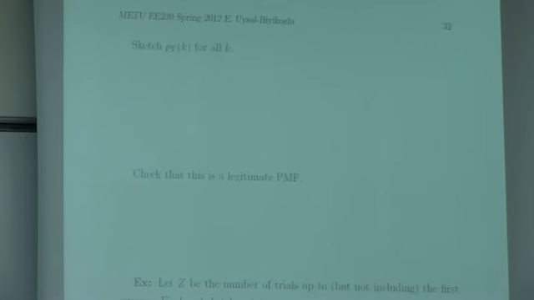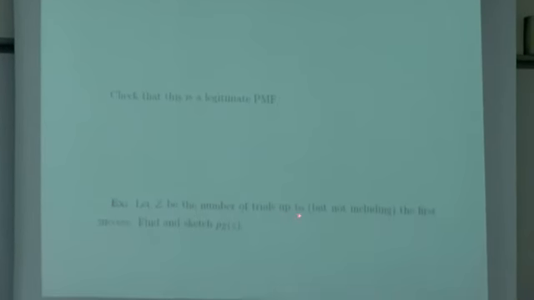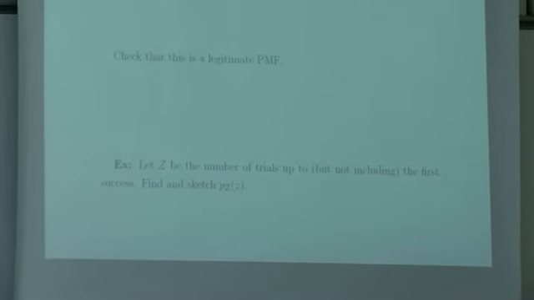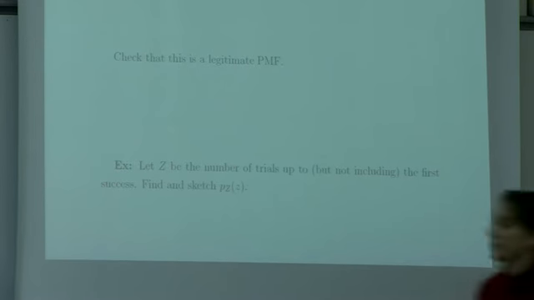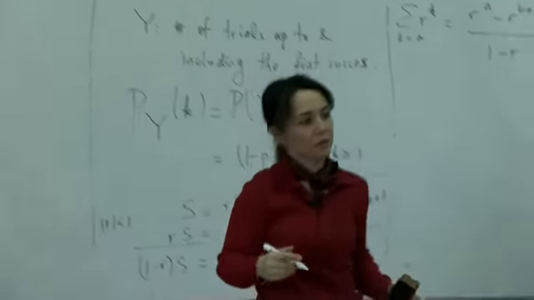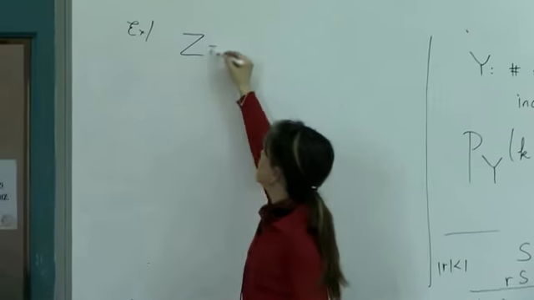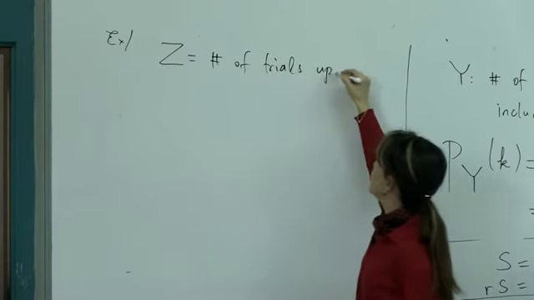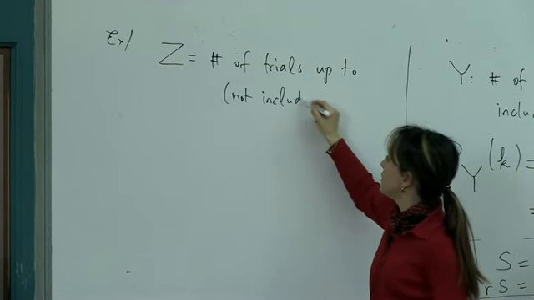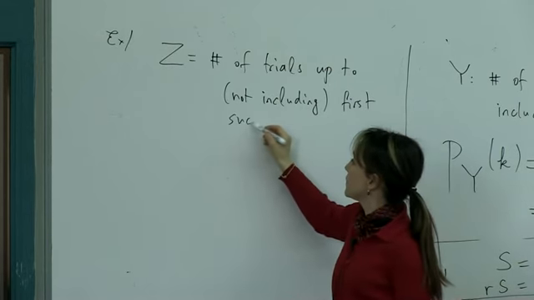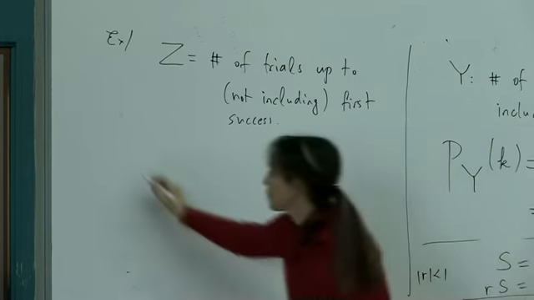The next thing is thinking about a slightly different random variable. This time, let Z be the number of trials up to, but not including, the first success. How is Z different from Y? Let's check. It's the number of tests that my friend fails before he succeeds. So Z is the number of trials up to, not including, the first success.